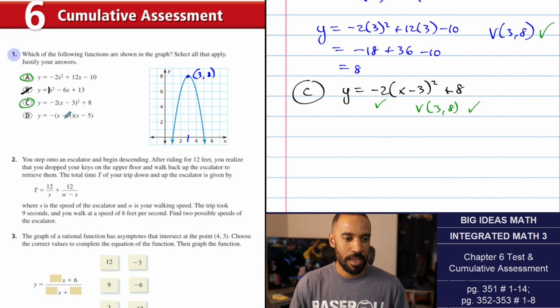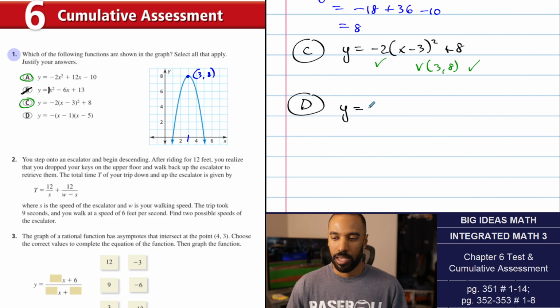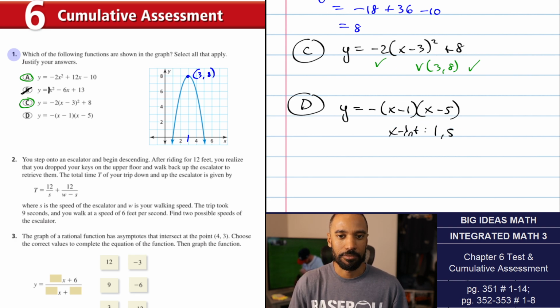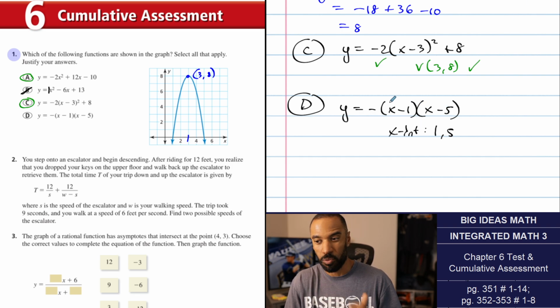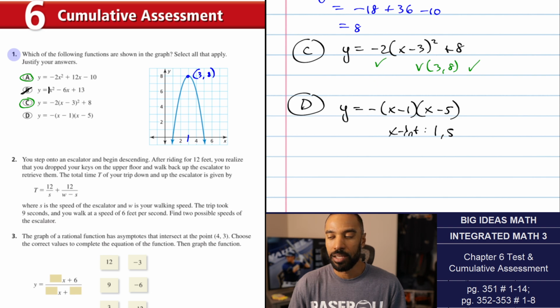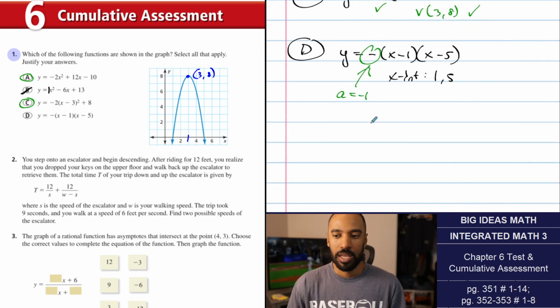D is close. The thing that makes it wrong is the A value, but this has an x-intercept. I'm going to call these things out. D has two x-intercepts, 1 and 5. This graph has x-intercepts of 1 and 5. Does that make them the same? Well, you'd have to see if the vertex is the same. Now, the vertex has an x value of 3, but the y value, if you plug it in, won't end up being 8. The main reason I know that is because this A value is negative 1, and the other A values that are correct are negative 2. This is negative 2, this is negative 2. This one probably gets a vertex at 3, 4, half the size, and then it does this graph right here.